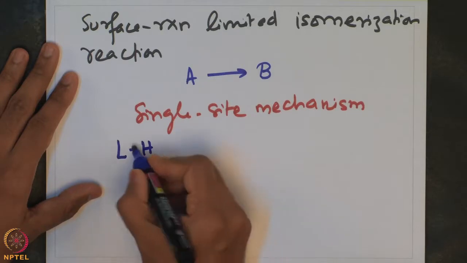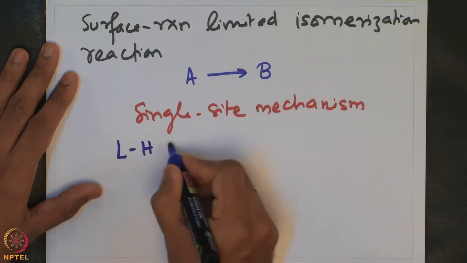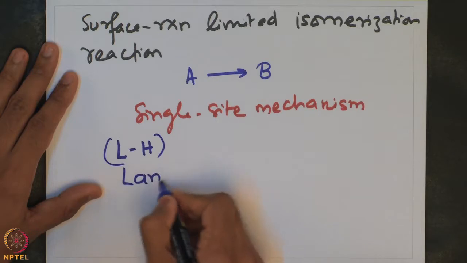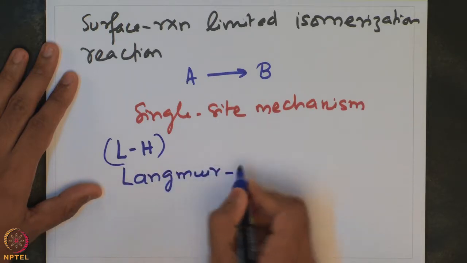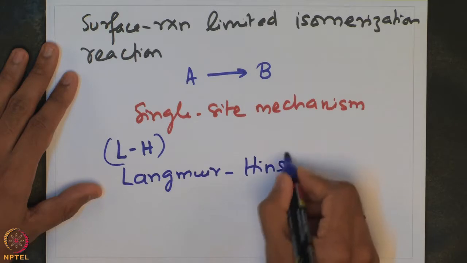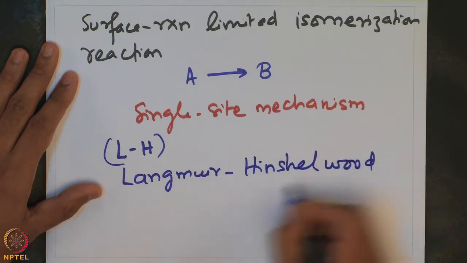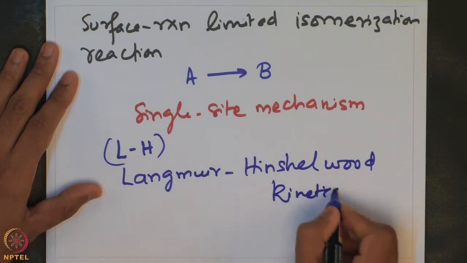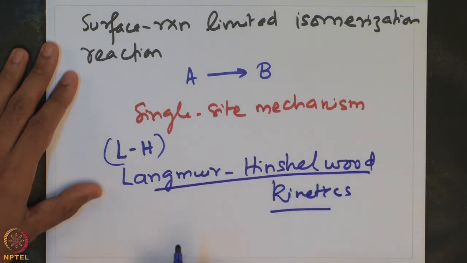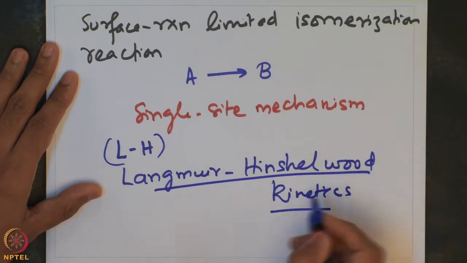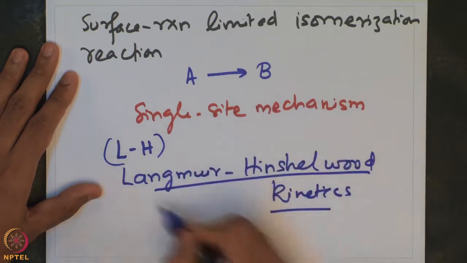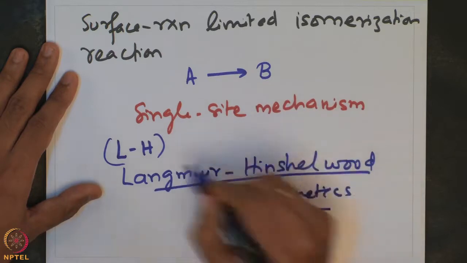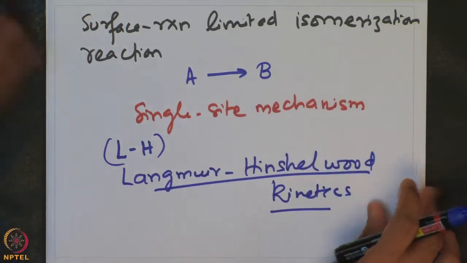So, let us assume that the surface reaction is captured by Langmuir-Hinshelwood kinetics, which we looked at several lectures ago, the Langmuir-Hinshelwood kinetics for a single site mechanism. Let us employ the rate expression based on the Langmuir-Hinshelwood single site mechanism.